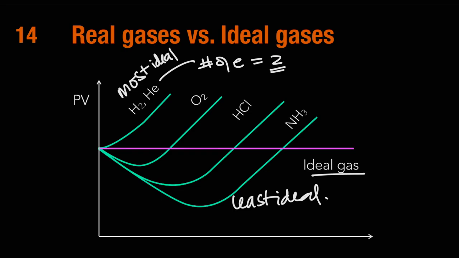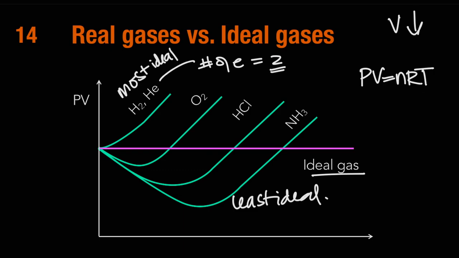Now, what conditions make it less ideal? When the molecules get closer together. When do the molecules get closer together? When volume decreases. How can volume decrease using PV and RT? If I'm talking about decreasing volume, how can I have less volume? If either the pressure is high or temperature is low.